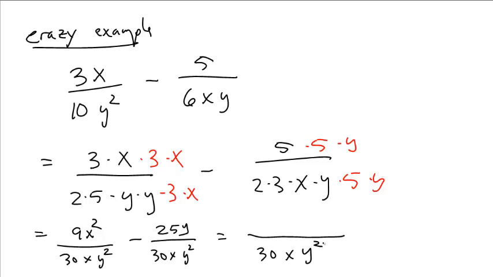It doesn't have to be more complicated. If you add quarters to quarters, you get quarters. If you add fifths to fifths, you get fifths. If you add 30xy squareds to 30xy squareds, we get this. But what do we do at the top? We have to subtract. We have 9x squared minus 25y. Those things can't be simplified. And so that's it. It's a crazy example. People will try to combine them, but you just can't. You just can't.